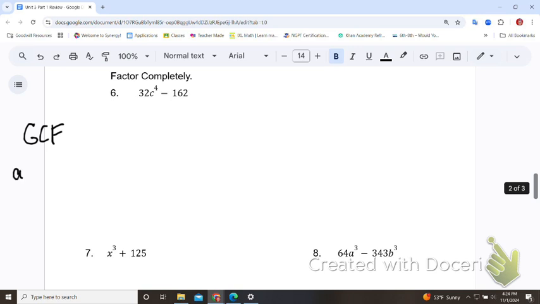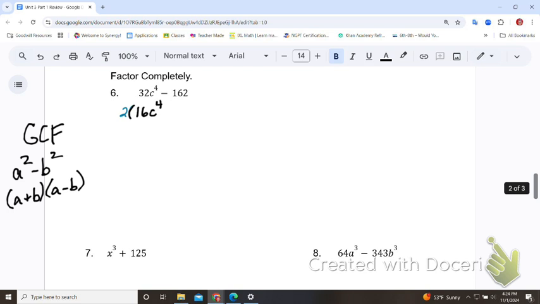And then after I do GCF, I'm going to think about difference of squares and how that factors to be the sum and the difference of those two terms. So 32 and 162, well, they're both even, so let's go with 2. Also, I might be thinking, maybe they're supposed to be perfect squares. So I'm going to divide both by 2, leaving us with 16c to the 4th.